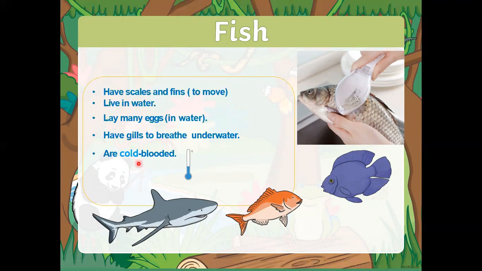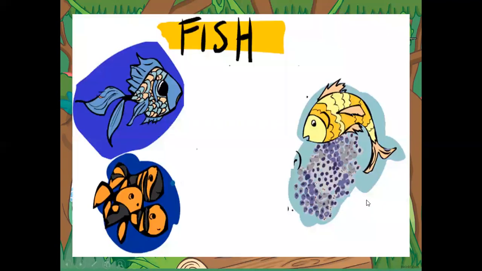As you can see here, the fish have scales that cover their bodies. Sure, the fish have fins to swim because they live under the water. They lay eggs to have offspring. They have gills to breathe under the water, and they are cold-blooded animals. Here, can you see this egg? Many, many, many hundreds under the water to have offspring. Yes, can you see these colorful scales that cover their skin? Yes.